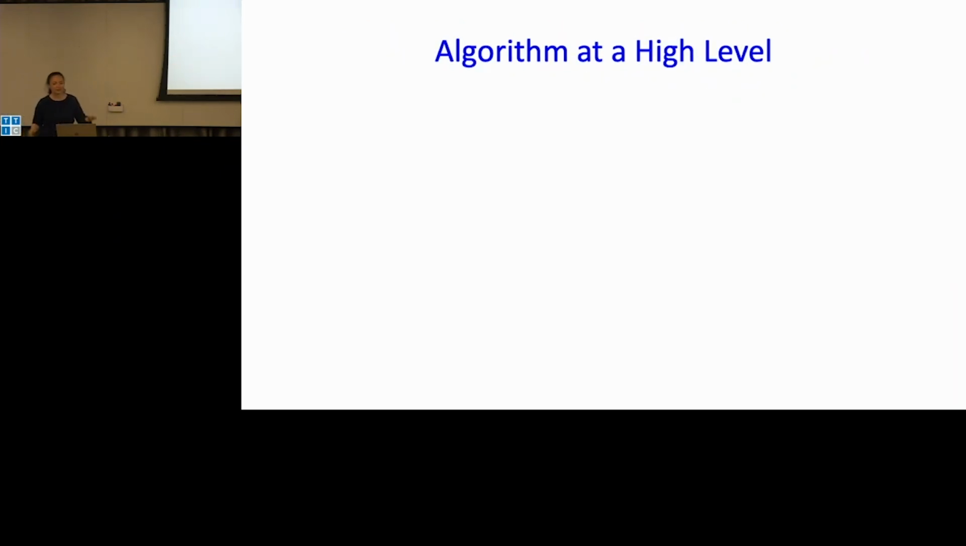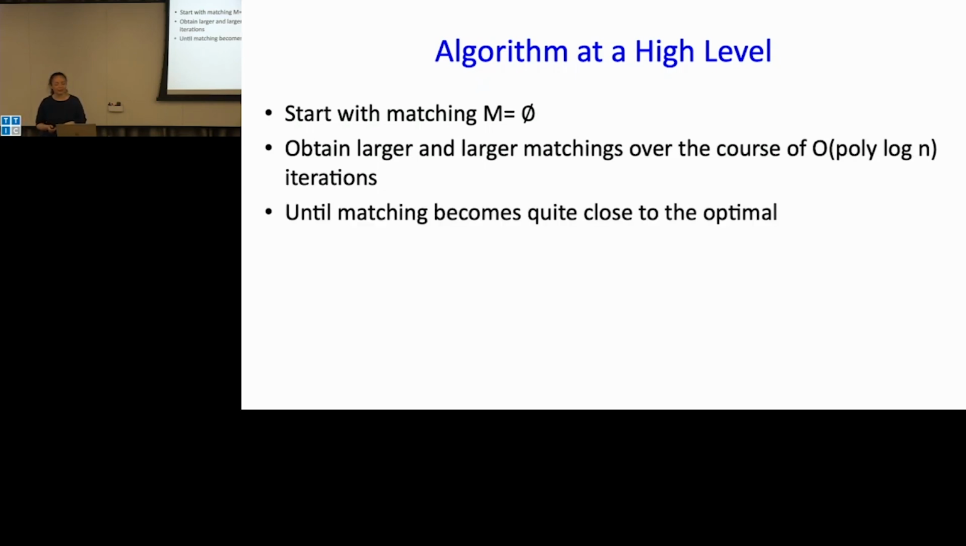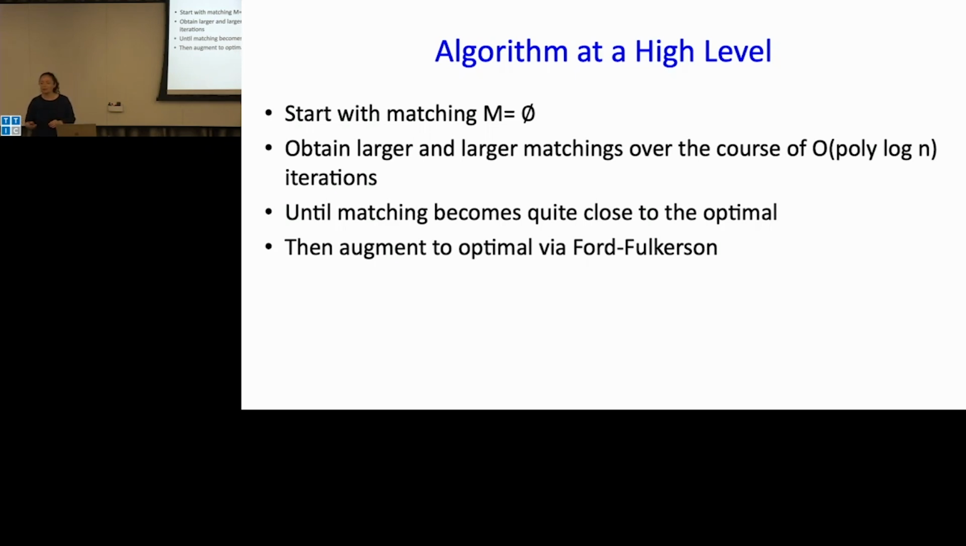Okay, so first of all, we take a very high-level view of the algorithm, and it's sort of standard stuff. We just start with an empty matching, and then we're going to grow it over the course of polylog n iterations. And we keep on growing it until it becomes quite large, not all the way to optimal, but close to optimal. At this point, we're going to switch to Ford-Fulkerson because just a few iterations are left to augment it, and this is how we get all the way. We'll see in a minute why exactly we switch between the two algorithms.